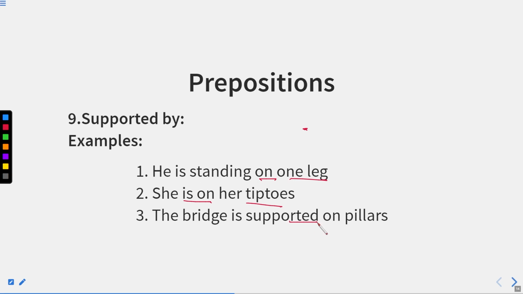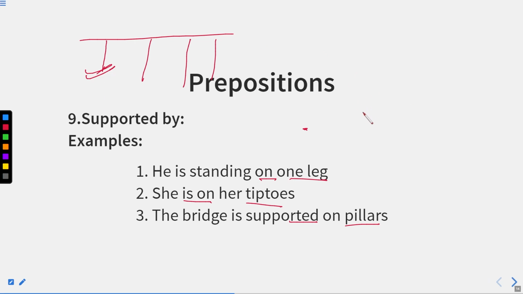The bridge is supported on the pillars. Obviously, if the bridge is supported only by these pillars, we can use the preposition on, because these are the bases that make this particular bridge stand properly. Now, one more thing is there.